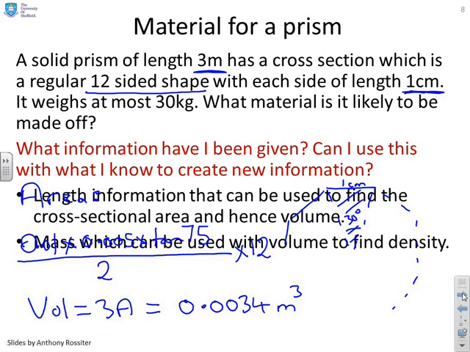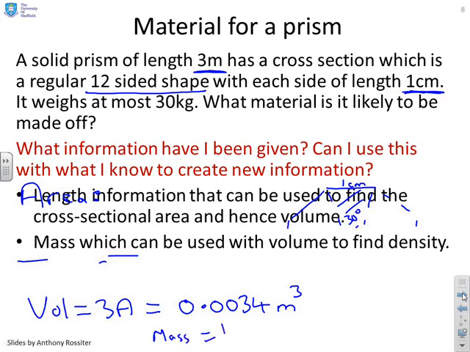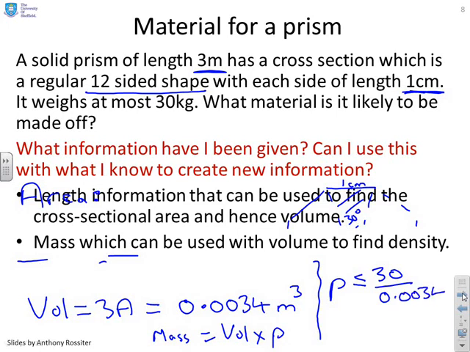Now, I know I've just gone and written over that bit, so if I just delete that so you can see what it says, the next bit is to find the mass. Can I find the mass? Well, once I've got the volume, another formula that I know is that mass equals volume times density. Okay? Now, I haven't been given the density, but I have been told that the mass must be at most 30 kilograms. So I can put rho is less than or equal to 30 over 0.0034. And that tells me that rho is less than or equal to, now I'm going to be approximate here, 8,900 kilograms per meter cubed.